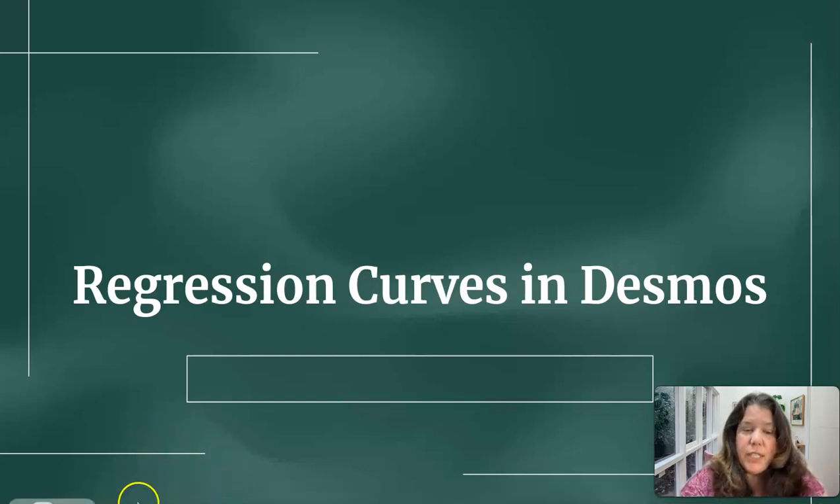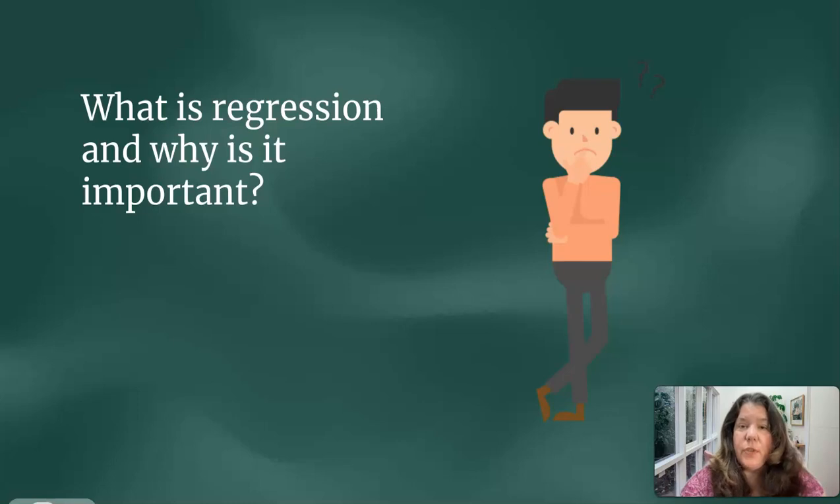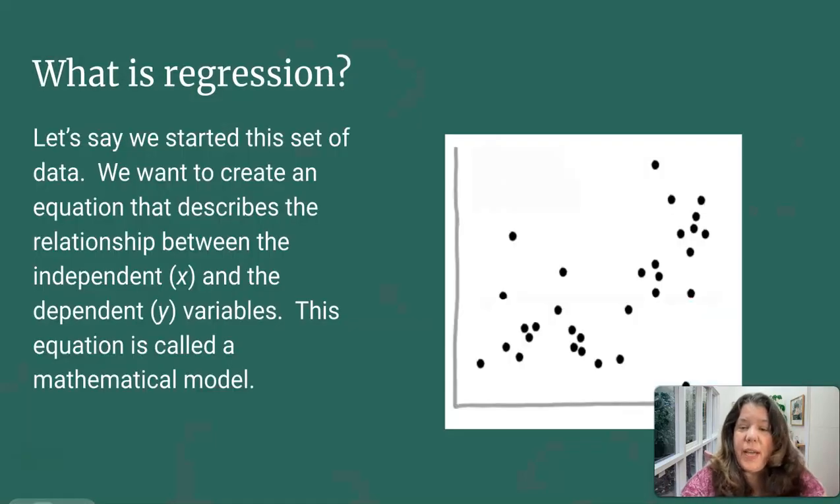So let's take a look and first of all answer the question, what is regression? Well, if I have a set of data that looks like this and I want to find a relationship between those, I could describe the relationship in words. At first glance, it looks like the data is all over the place, but if I actually look closer at it, there does seem to be a general increasing trend in the data. So I could describe it in words that way.